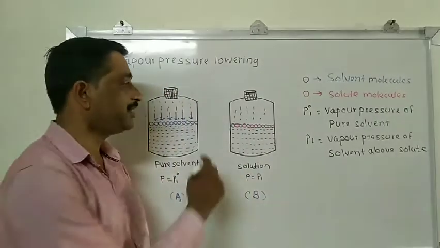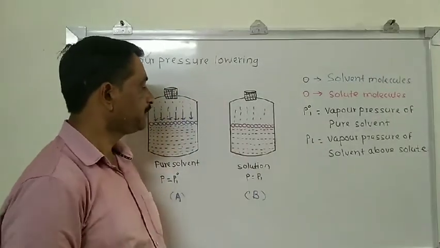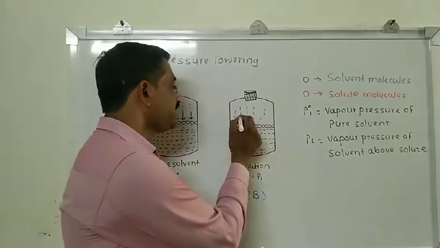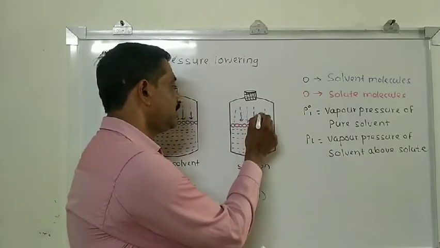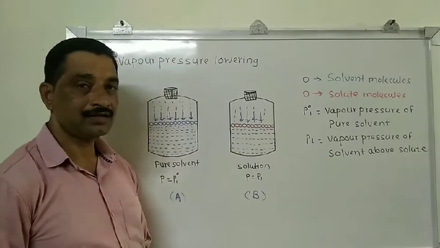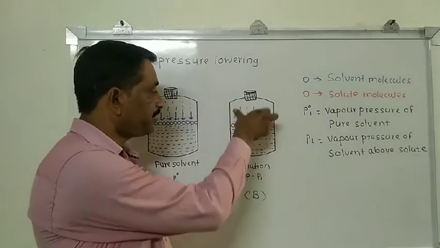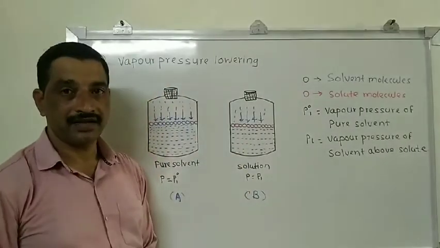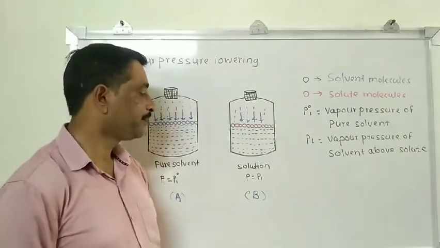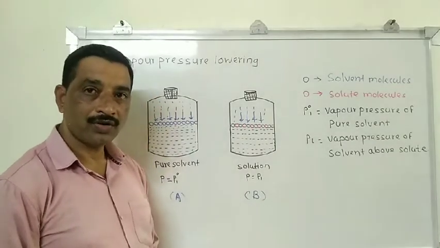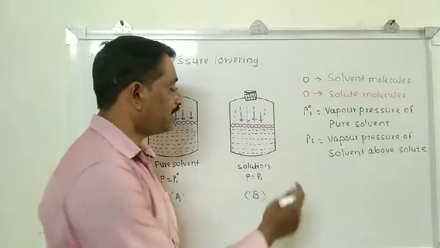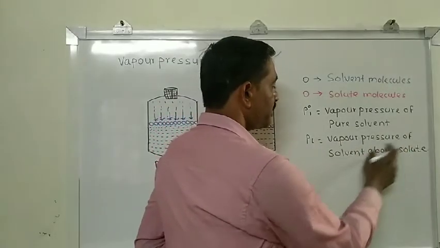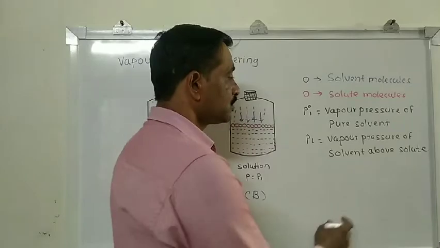The amount of vapors present in the empty region of this container, as compared to pure solvent, is lower, and therefore the pressure exerted by solvent particles in the solution is decreased, is lowered. This vapor pressure of solvent particles in the solution is represented by P1. So what is P1? P1 is nothing but vapor pressure of solvent above the solution.